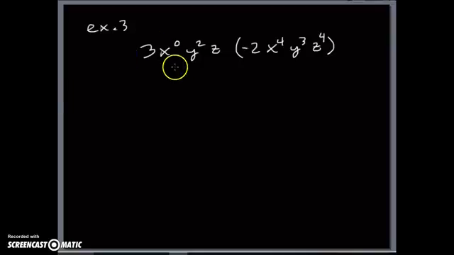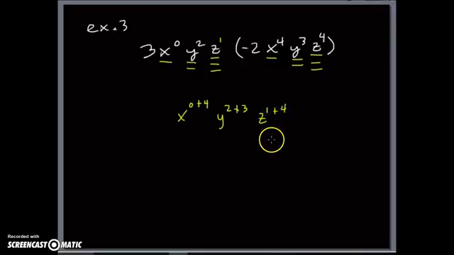So I'm going to identify the number of bases. We've got an x base, we've got a y base, we've got a z base: x, y, and z. Now I'm going to go ahead and add them together. So we've got 0 plus 4. There's no other x's. We've got y is 2 plus 3. And we've got z as, again, we can put a 1 right here. 1 plus 4. And then we can go ahead and simplify this.